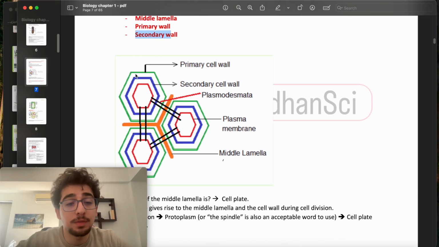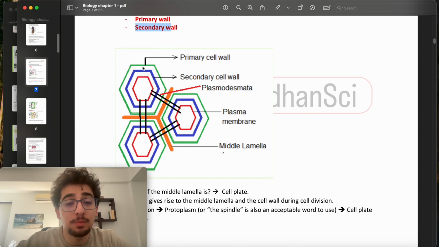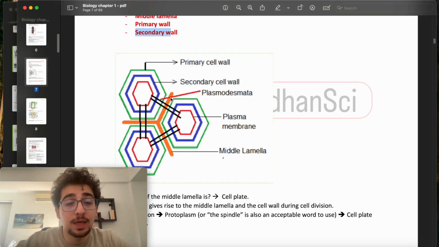As you can see in the image here, we have the primary cell wall, the superficial layer in green, and the secondary wall is this deeper layer in blue. And the middle lamella is this one here in orange. This is basically to the outside of the primary wall, and it connects the primary wall of a cell to the primary wall of another cell.